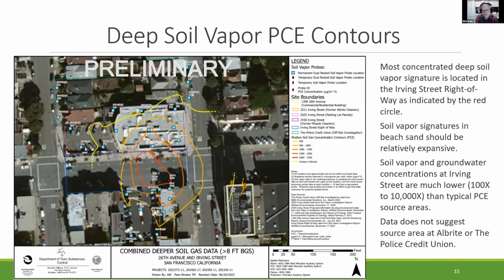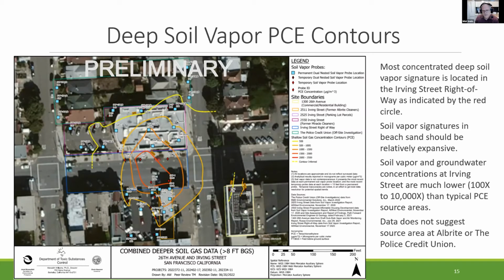can put a system in, run it for 3 months, suck up a bunch of vapor, it'll look clean, demobilize the equipment, and then over the coming months and years, this plume would reestablish because we haven't found the source area.